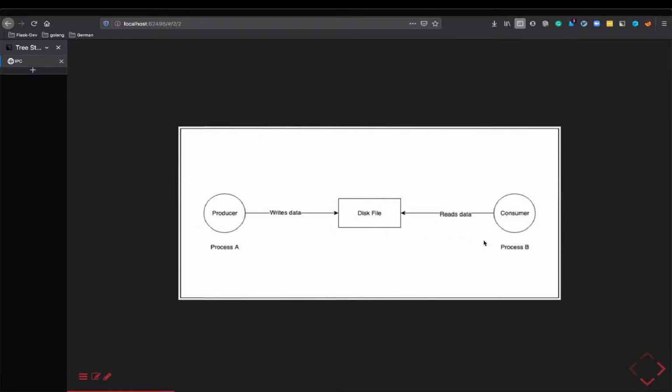They cannot directly go and talk like humans, wherein I go tap on someone and I start talking. That is not possible with processes. So that's the reason we need some kind of intermediary in the middle to help them communicate.